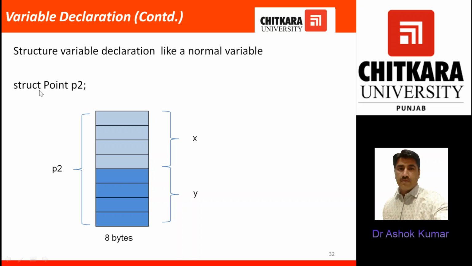Point is the name of the data type, and this keyword is basically informing the compiler that this point is a structure type data type. So this statement will create p2, a structure variable, again because this point has two members x and y, as we discussed in the previous slide. So 8 bytes will be allocated for the variable p2, and again p2 will have two members, one will be x, the other will be y.